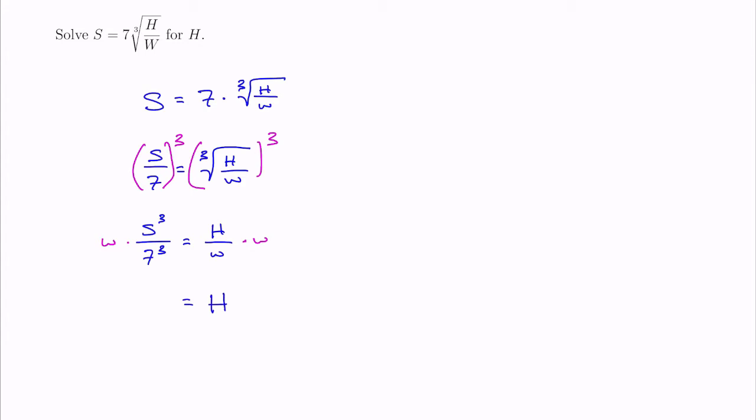To simplify the left side of the equation, that w that we multiplied by can be thought of as w over 1. And by writing it as w over 1, it might make it easier to multiply those two values together. W over 1 times s to the third over 7 to the third will give us w s cubed over 7 cubed. It is important to remember, in the numerator, the cube only applies to the s and not to the w. But we end up with a final answer of h equals w s cubed all over 7 cubed.